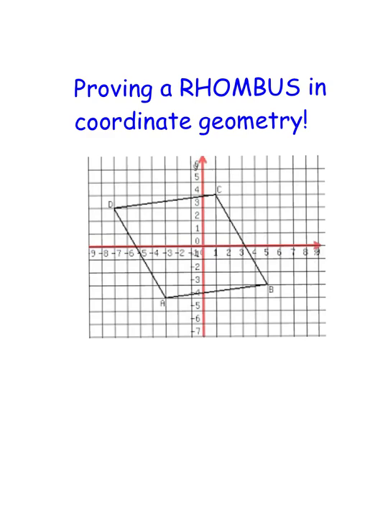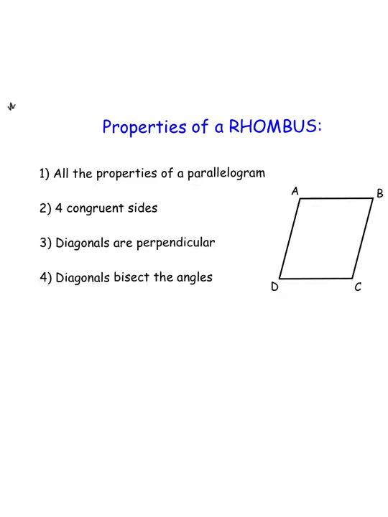Okay, today we're going to talk about proving a rhombus in coordinate geometry. Please make sure that you take out a piece of graph paper and a piece of loose leaf paper if you chose not to print out the notes. So the first thing that we need to go over is what are the properties of a rhombus.